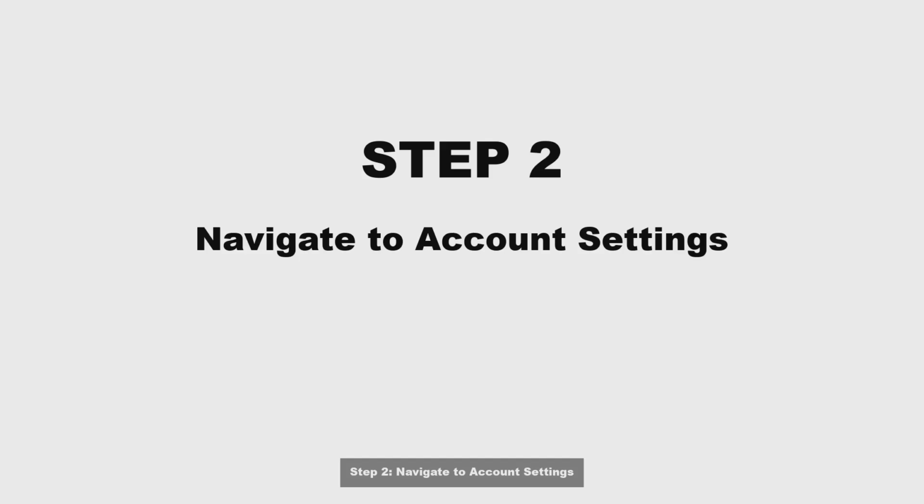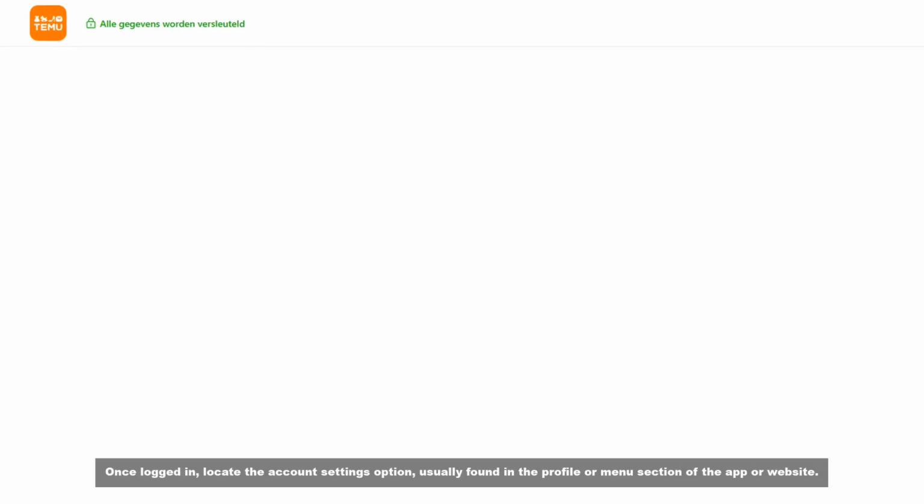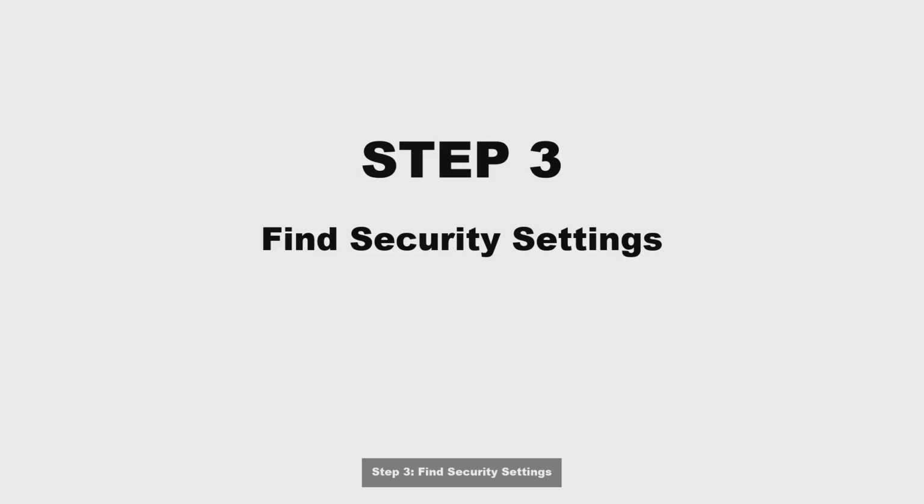Step 2. Navigate to account settings. Once logged in, locate the account settings option, usually found in the profile or menu section of the app or website. Step 3. Find security settings. In the account settings, look for a section labeled security or privacy. Click on this section to access your two-factor authentication settings.